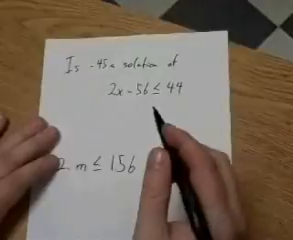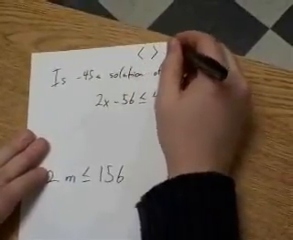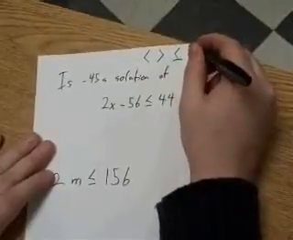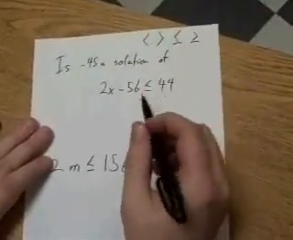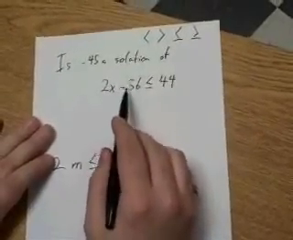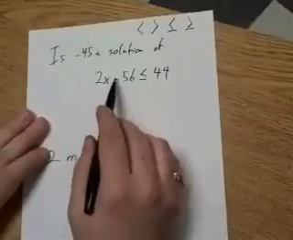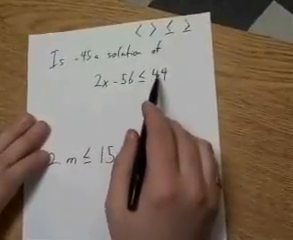Remember, when you're dealing with inequalities, there's only 4 of them: less than, greater than, less than or equal to, greater than or equal to. They all have similar meanings. In this case, whatever this x is, when we put it in here, it's going to make this half of the problem smaller than this half of the problem.